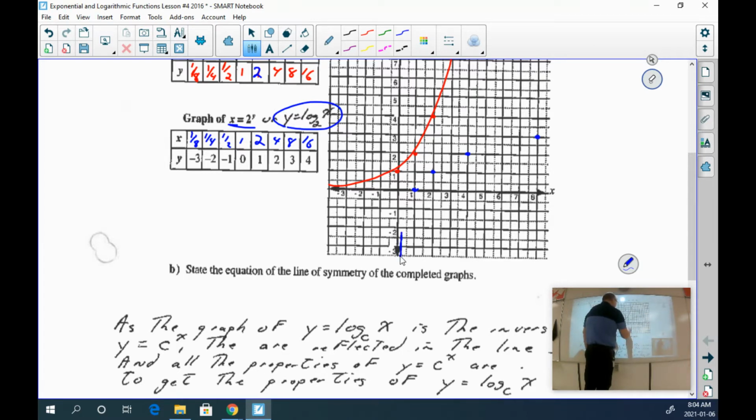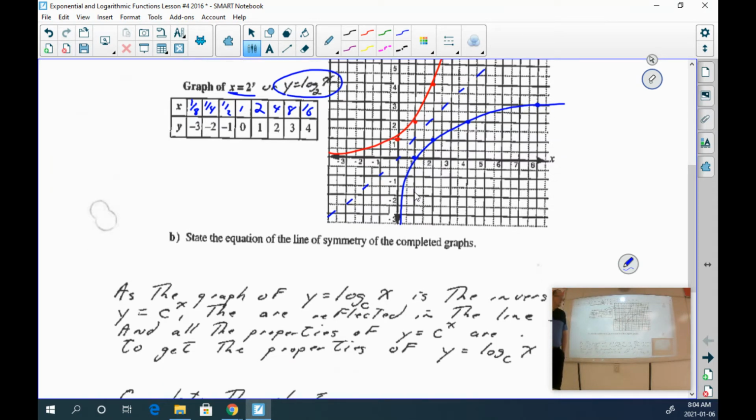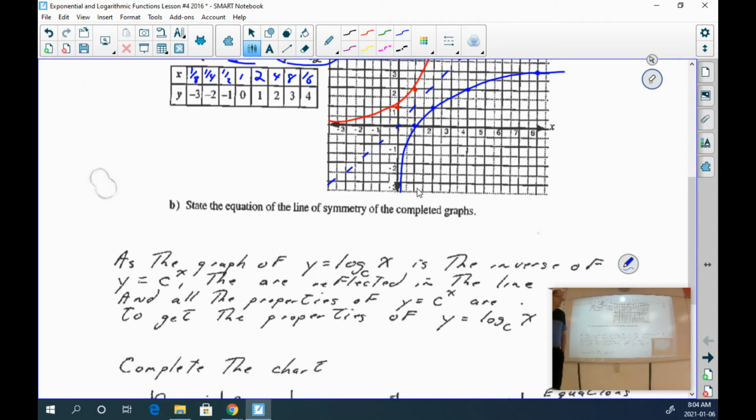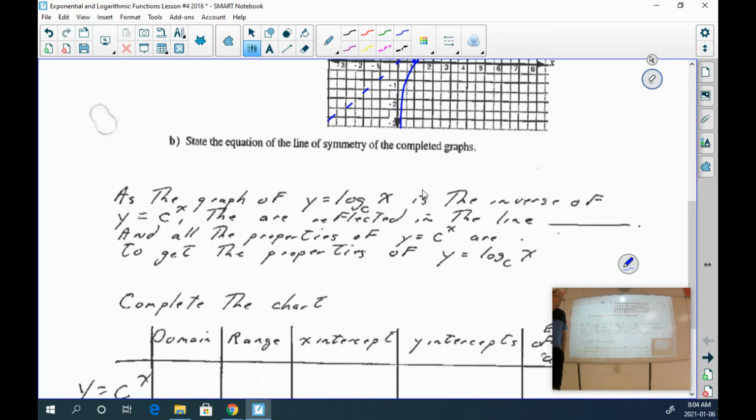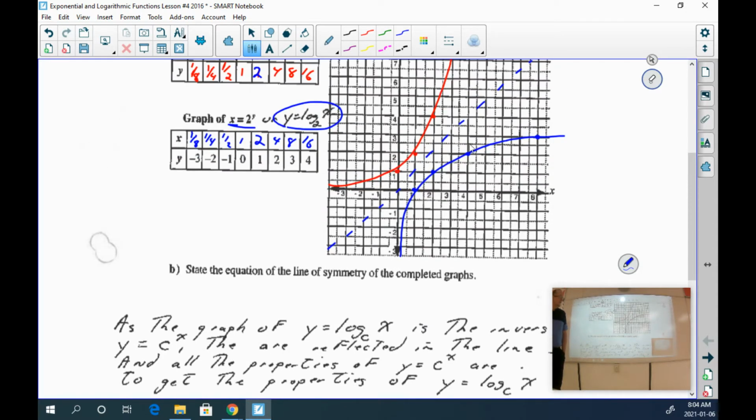It should be flipped in the line y equal to x. And my purple graph does look a whole lot like I flipped my red graph in the line of y equal to x. We're going to talk about that shape here in a minute.